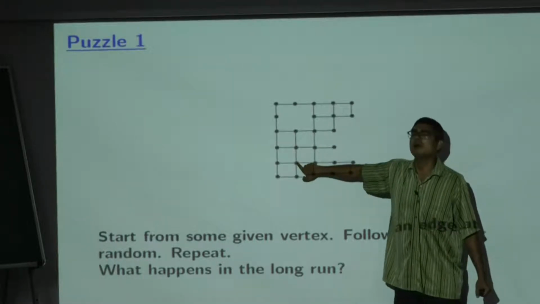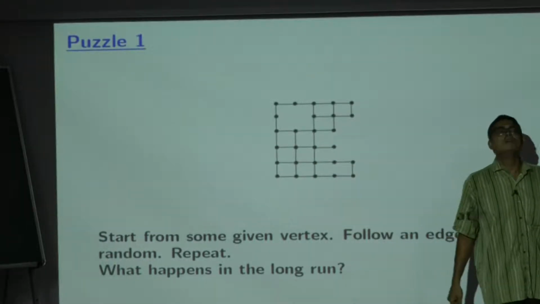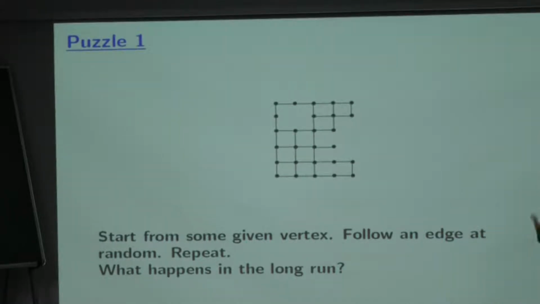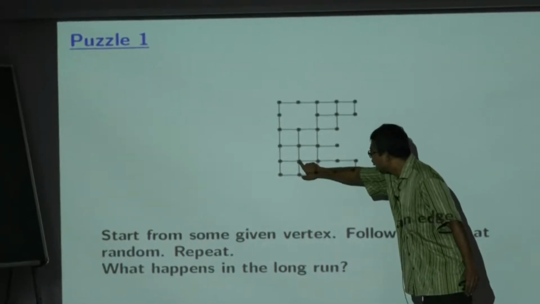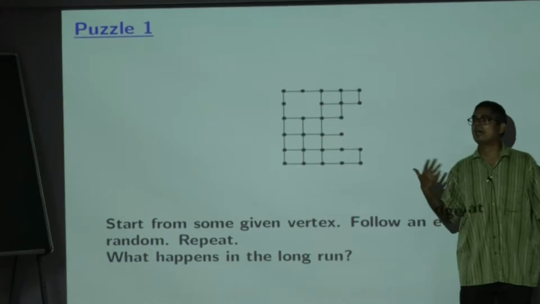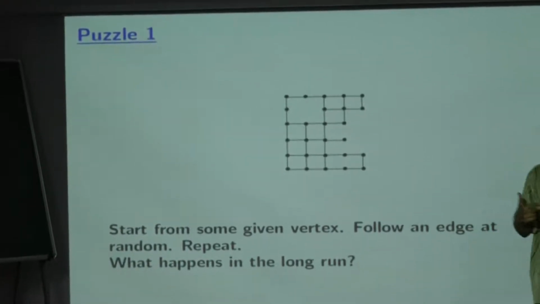This is more likely. Why do you think so? Because it is more connected. Because you are picking things at random, you are more likely to spend time in those vertices where the degree is higher. Degree means number of incident things.